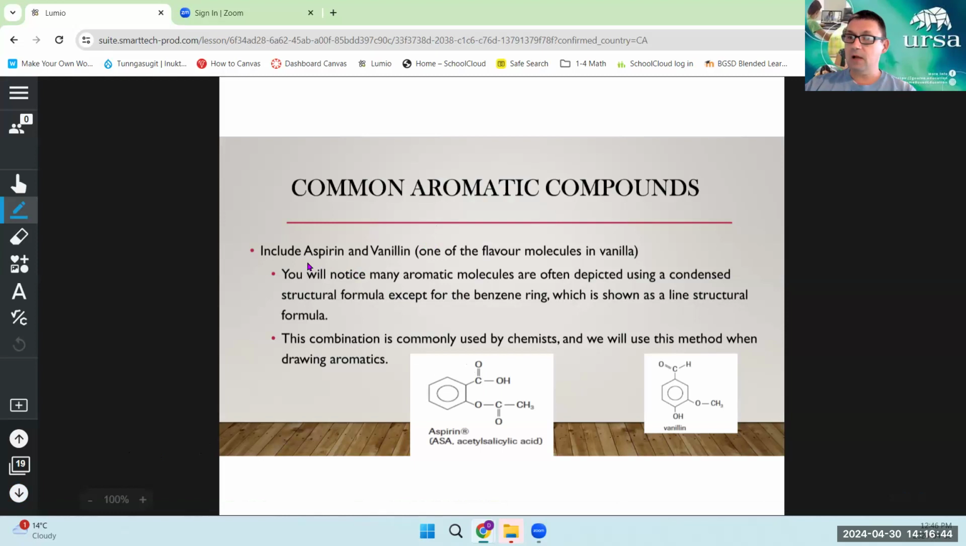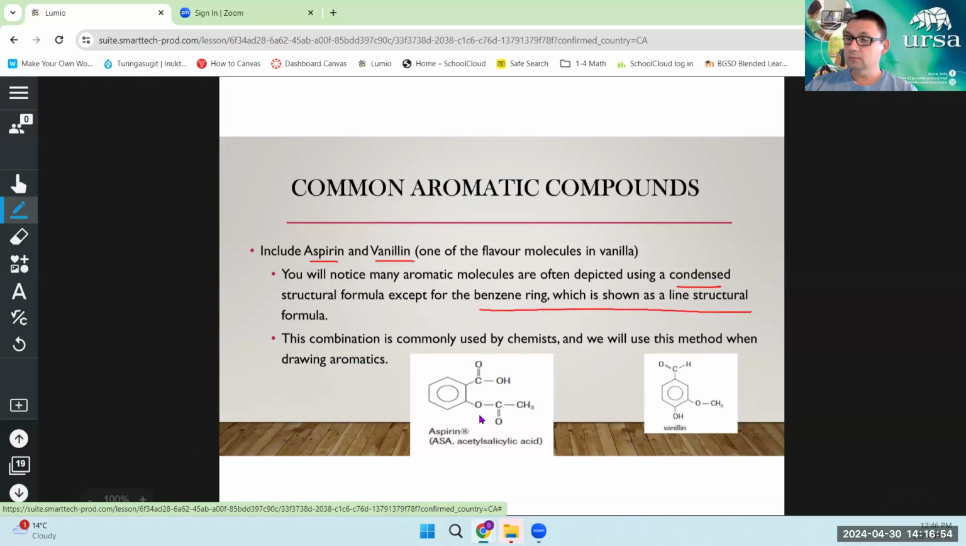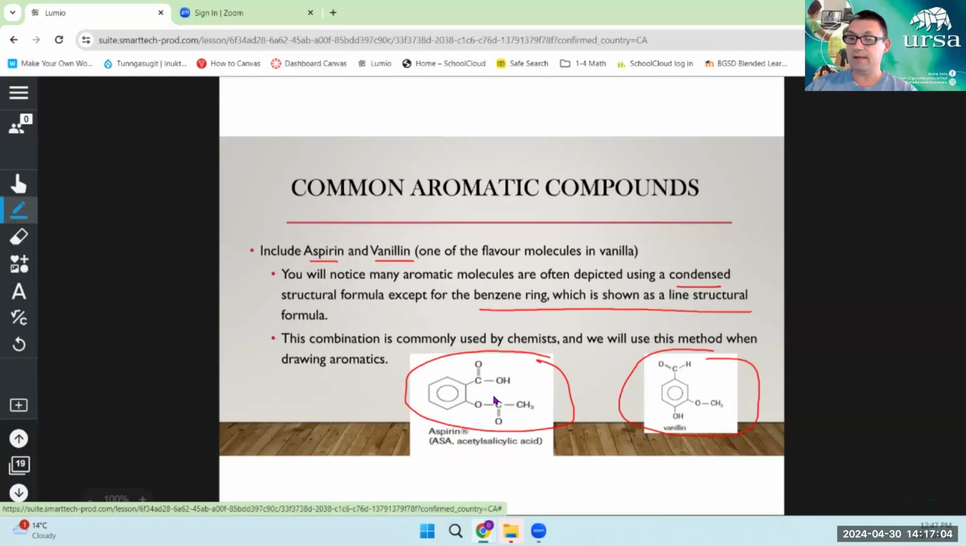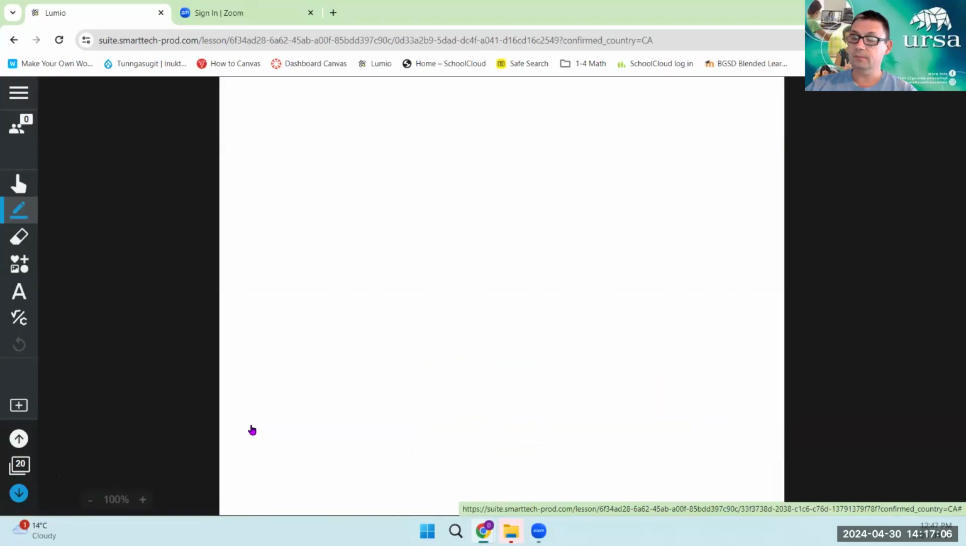So some common compounds: aspirin, vanillin. Often we see condensed formulas. Actually, look at the benzene ring. We see this here: aspirin, acetylsalicylic acid, vanillin. Other examples. Again, notice that they all contain this benzene ring, this aromatic ring in the middle.